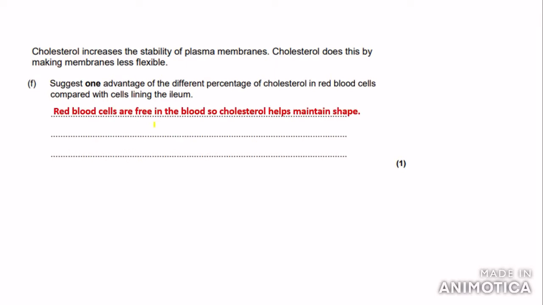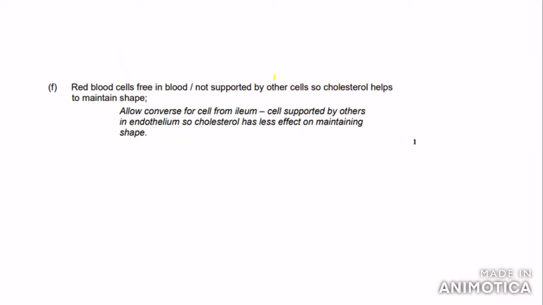This is what I have put. Red blood cells are free in the blood, so this means that they are not attached to other cells. Now, one advantage of cells being attached to each other is that they can provide stability. However, red blood cells obviously don't have that because they are free in the blood. So this means that they have to have more cholesterol to help them maintain their shape, to provide their function. So let's look at the mark scheme. Red blood cells are free in blood or not supported by other cells, so cholesterol helps to maintain shape, so we would get the mark.